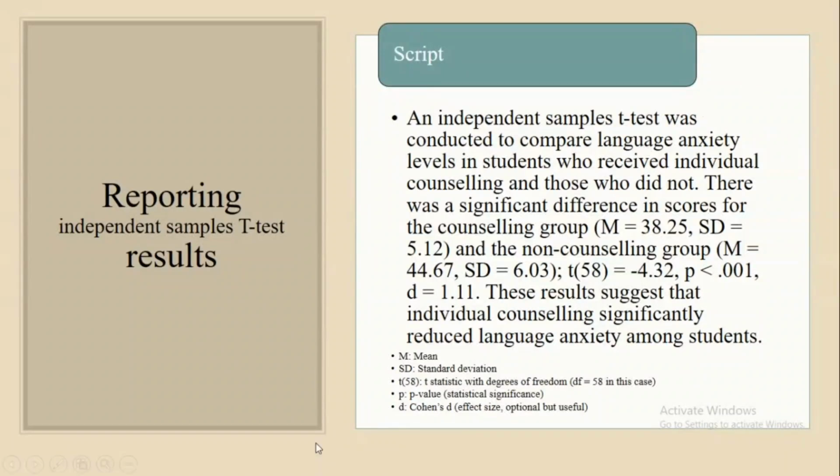Numbers that we know are always needed to be reported: the mean, the standard deviation, the p-value, significance, and the effect size, but it's optional. As I said, effect size would be asked specifically by some journals and some committees and some supervisors as well.